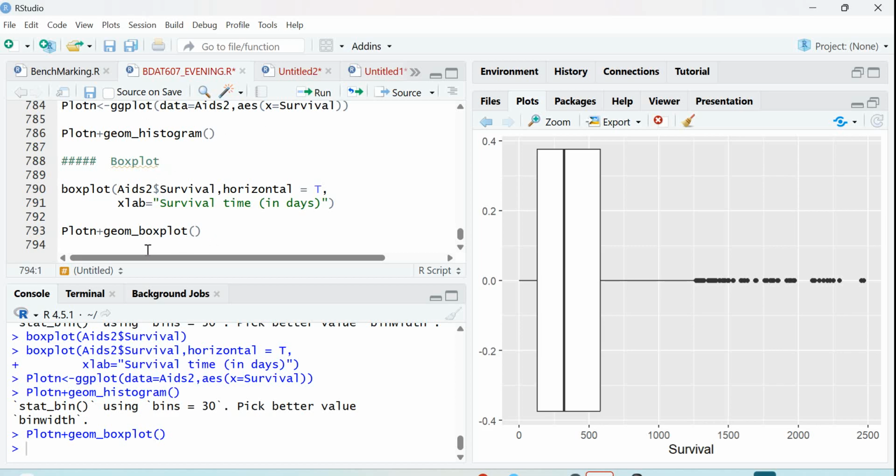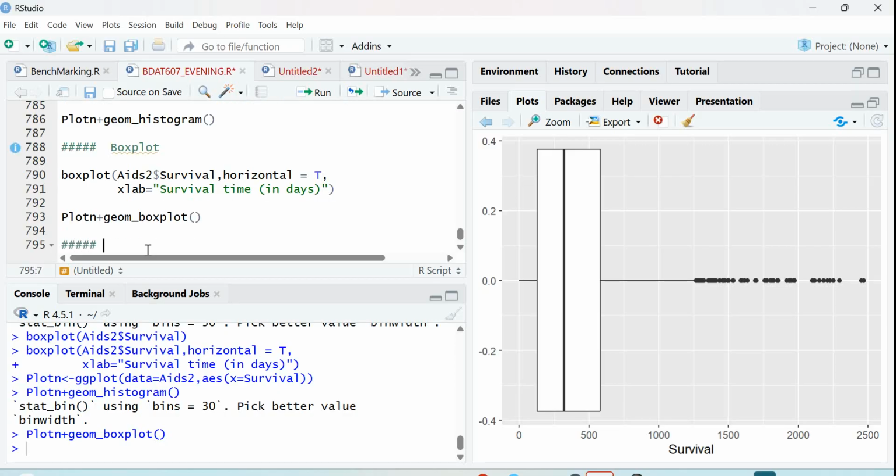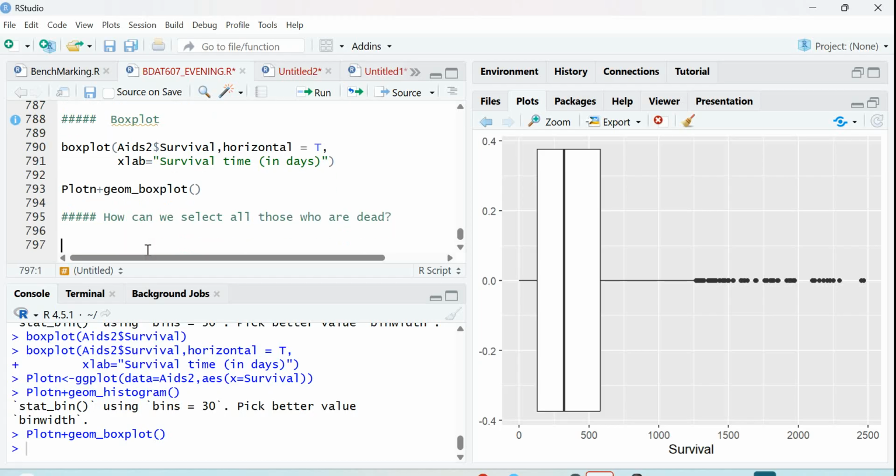Okay, is everybody okay with this? This is a simple exercise that shouldn't take you that long. Now the question is, how can we select all those who are dead from the data?